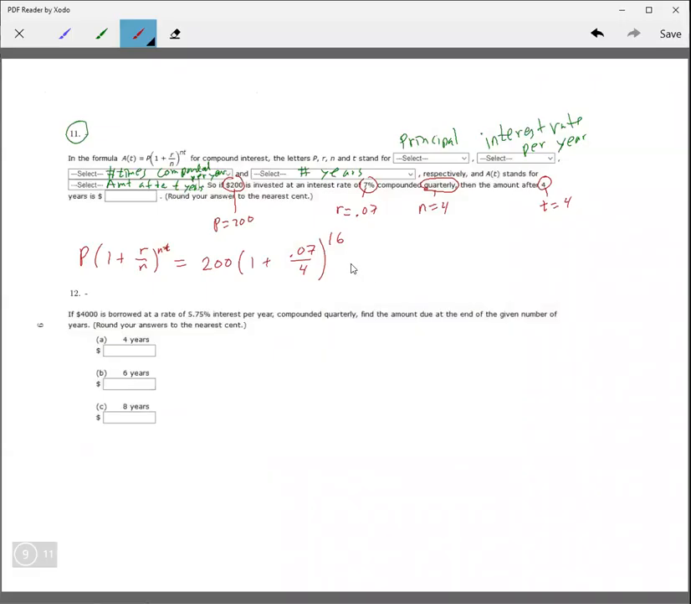Okay, so coming back to here. So from Geogebra, remember, 263.99 is what it rounded off to.